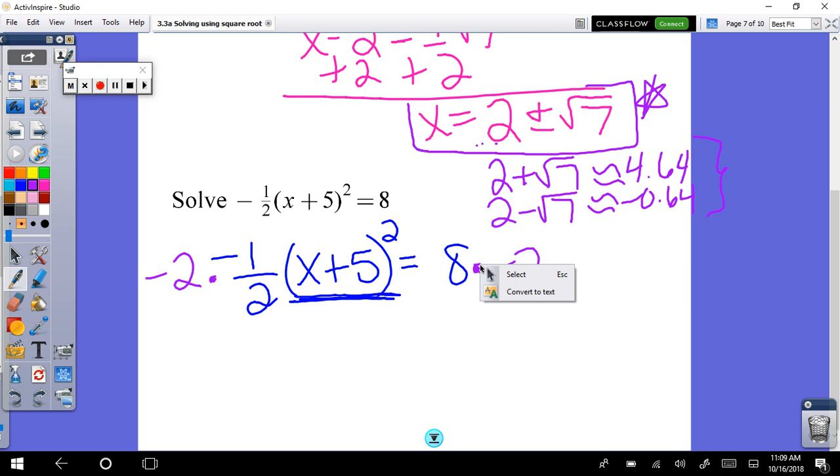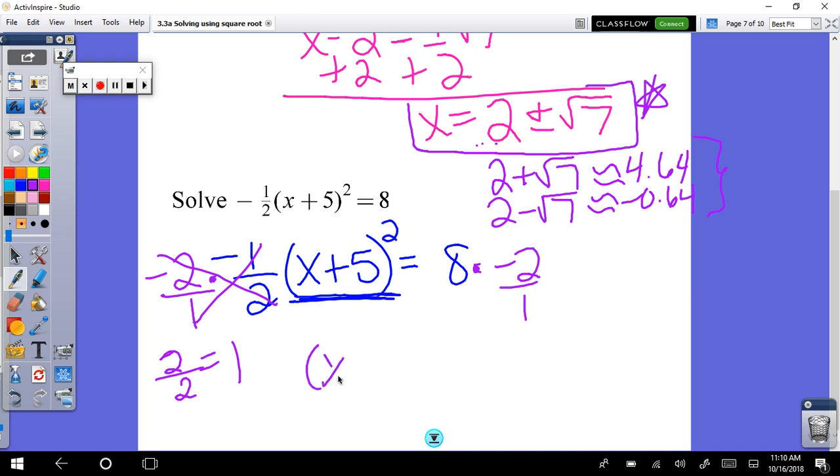Or whenever you have a fraction, if you multiply that fraction by its reciprocal, in this case negative 2 over 1, multiplying a fraction by its reciprocal makes this equal 1 because you've got negative 2 times negative 1 is 2, and 1 times 2 is 2, and 2 over 2 equals 1. So essentially this is reduced down to 1, and 1 times x plus 5 is just x plus 5 squared. Then multiplying by negative 2 over 1 on this side is just negative 16, 8 times negative 2.